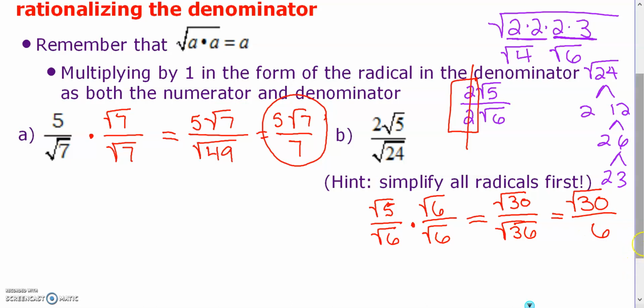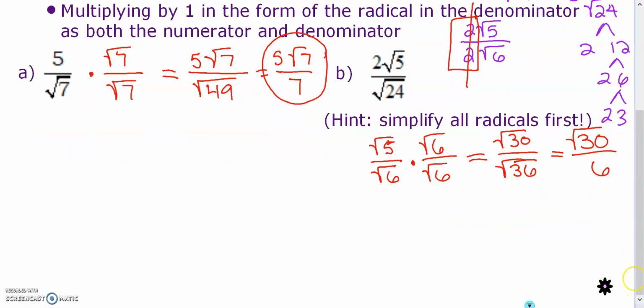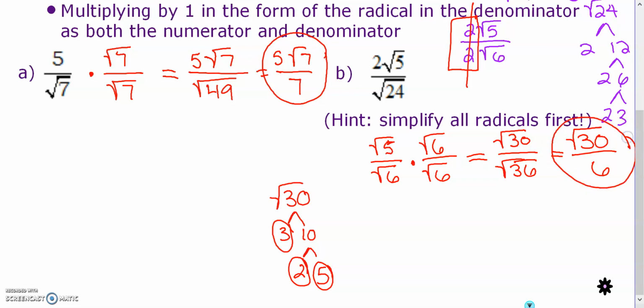Now what about the top? Can we simplify 30? I'm not sure, so I'm going to pull it off to the side. I mean, I think I can, but I'm not sure until I try it. Let's see. 3 goes into 30 10 times. 2 and 5. I've got only single numbers here, no pairs of numbers. So that tells me that 30 actually is already simplified. So my final answer is square root of 30 over 6. Please note that you cannot divide the square root of 30 by 6. You can't simplify that because the top is in the radical and the bottom is not.